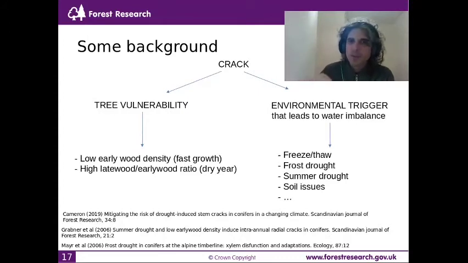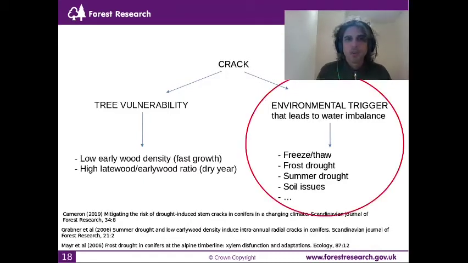This kind of vulnerable ring will occur rather in dry years, because the late wood will start to form quite early in the year. On the side of the triggers, processes as different as freeze and then thaw, frost drought, summer drought, or soil issues have been suggested to be behind the water imbalance. We'll focus on these environmental triggers for now.